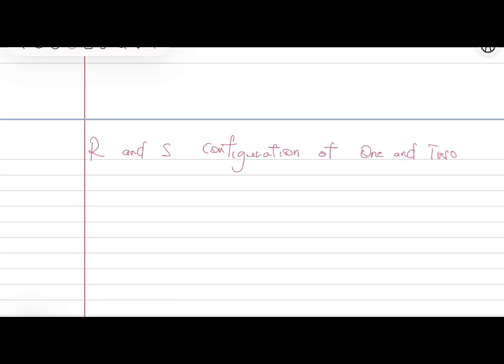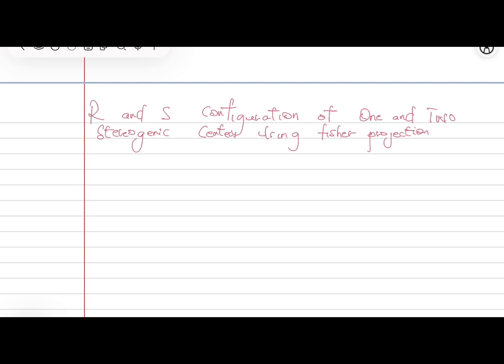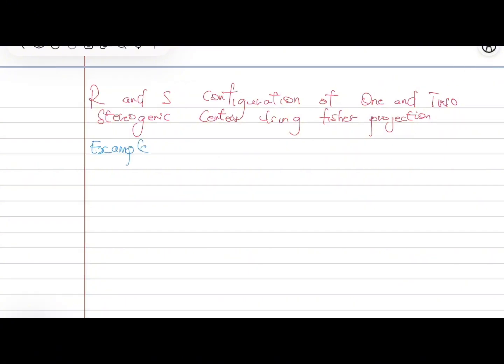Hello everyone. Today we'll be discussing R and S configuration of one and two stereogenic centers using Fischer projection. Fischer projection is also an alternative method of determining configuration of molecules, especially when there are one or more stereogenic centers.